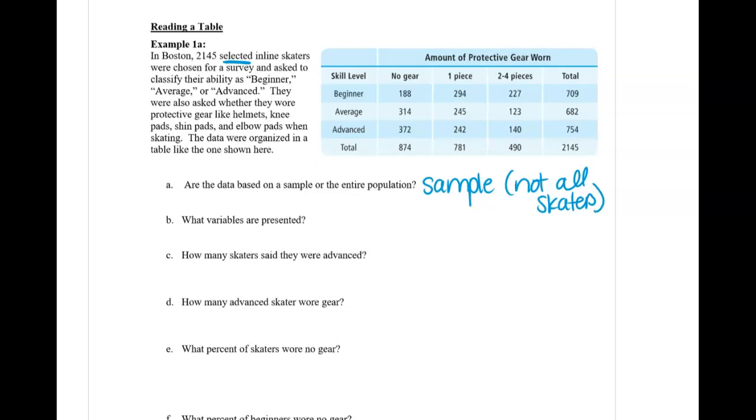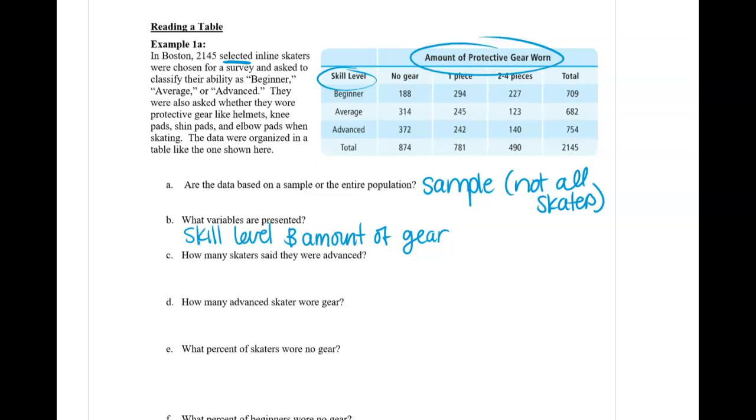What variables are presented? Well, we have skill level and we have amount of gear. And both of these are categorical variables because we're looking at, did you wear no gear? Did you wear 1 piece, 2 to 4, and beginner, average, advanced, total. It's kind of tricky because the amount of gear, it is numbers, but it's written in terms of like no gear and then 2 to 4. So they really are categories.